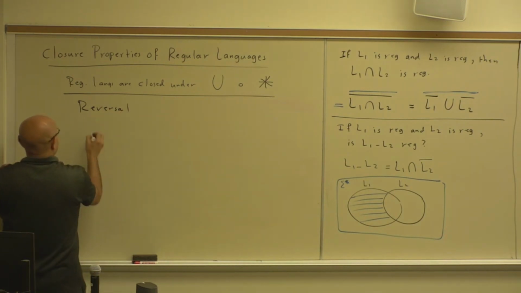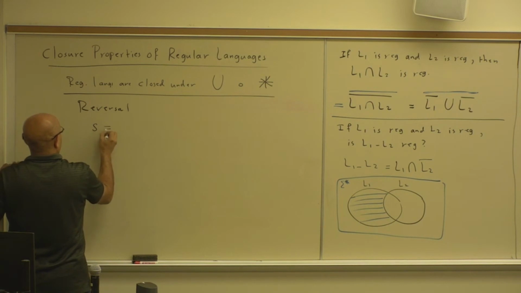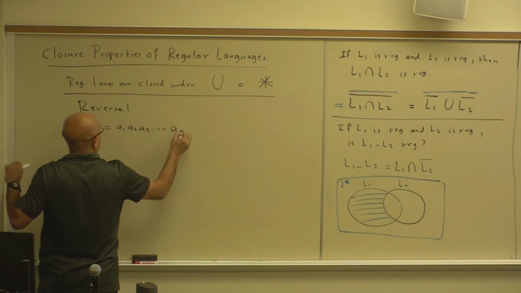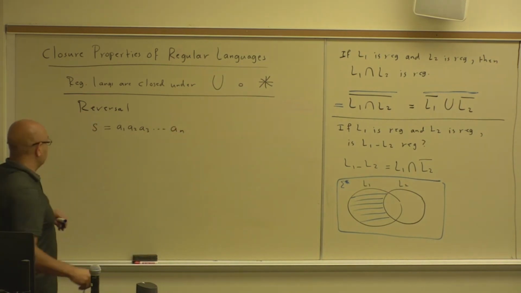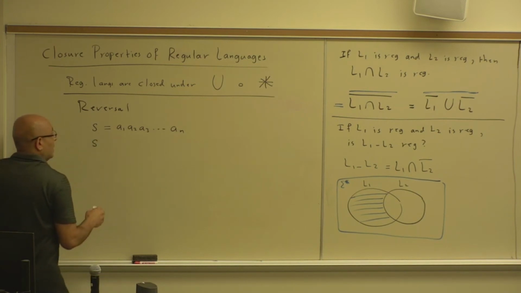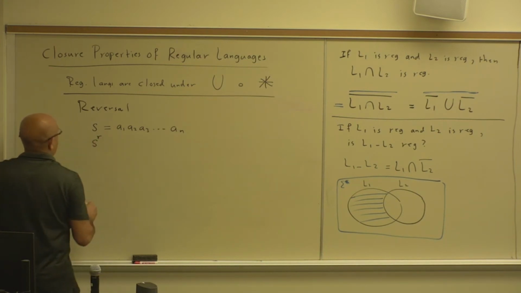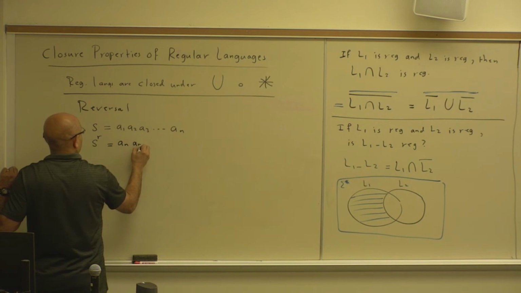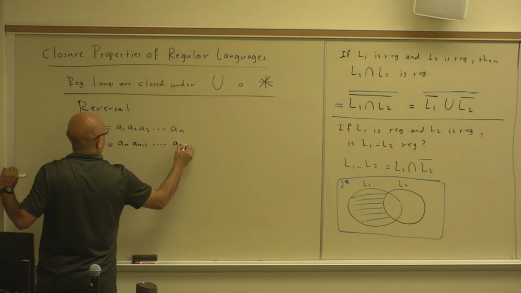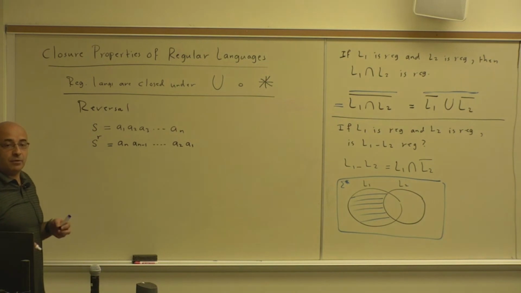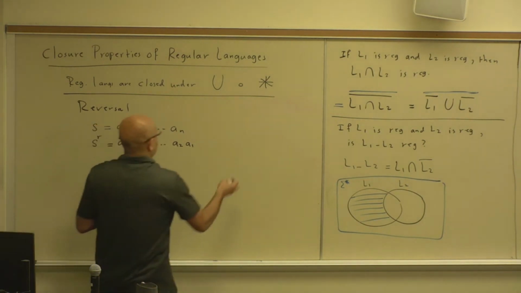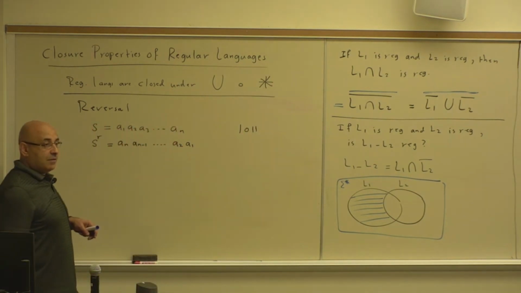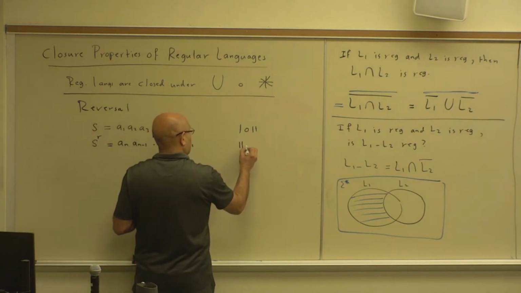Now if you have a string S, which is equal to A1, A2, A3 through AN, the reverse string S^R is AN, ..., A2, A1. Very, very straightforward definition. So if you have 1, 0, 1, 1, the reverse string of this is 1, 1, 0, 1. Very intuitive.